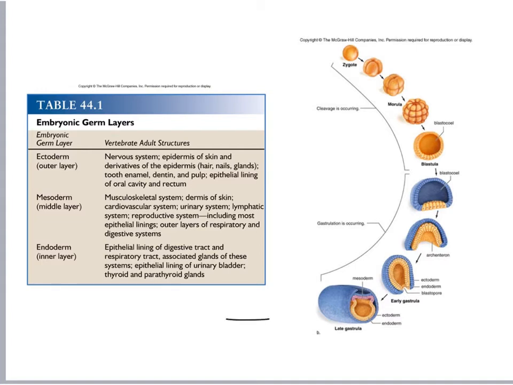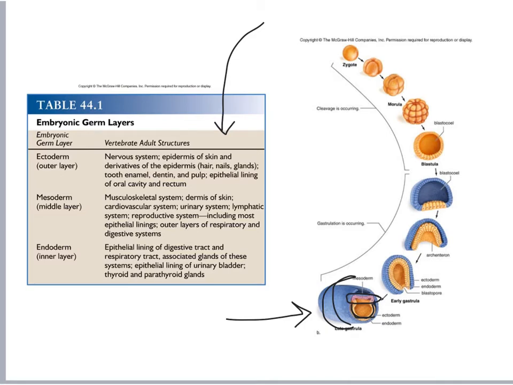And if we look at our late gastrula, once gastrulation is complete, you can see the outer portion of the cells is the ectoderm. The innermost lining is called the endoderm, and the middle layer in pink is the mesoderm. And if you look at this table here, you can see what each one of those layers is predestined to become.